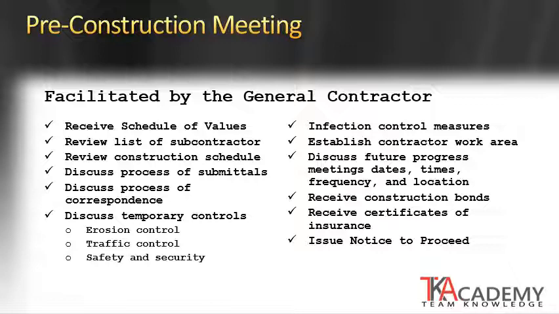Discuss what the process of correspondence or communication is going to be on the project. How often are you going to have progress meetings, and so on. Discuss temporary controls, so erosion control, traffic control, safety and security. This is usually done in close correspondence between the contractor and the owner, especially if the place is going to be occupied during construction.